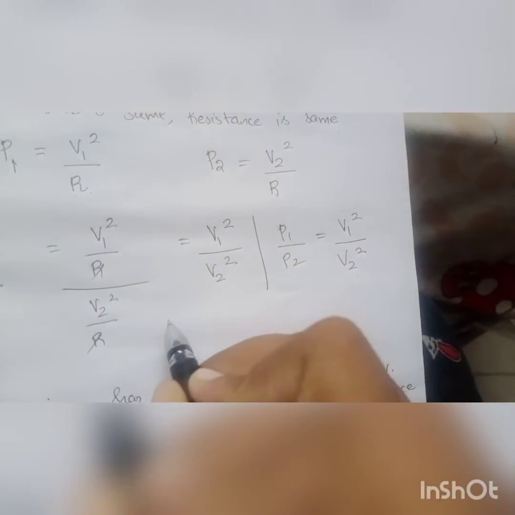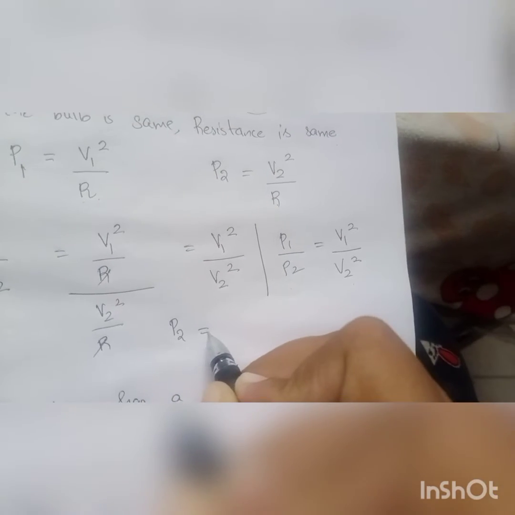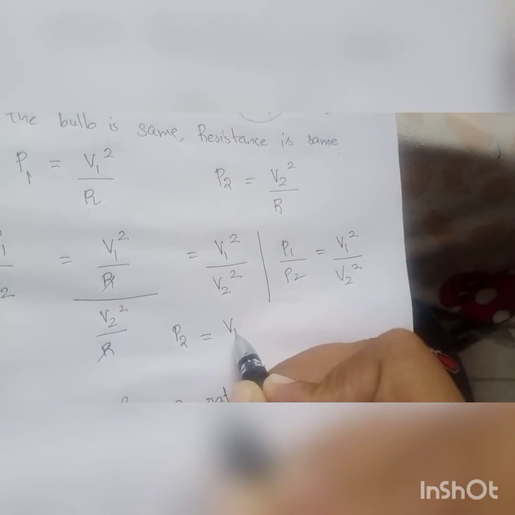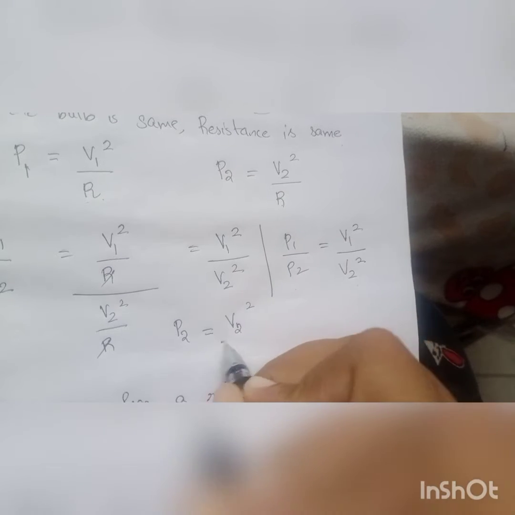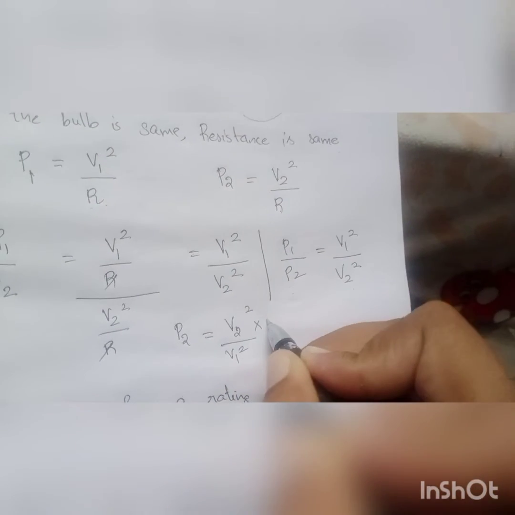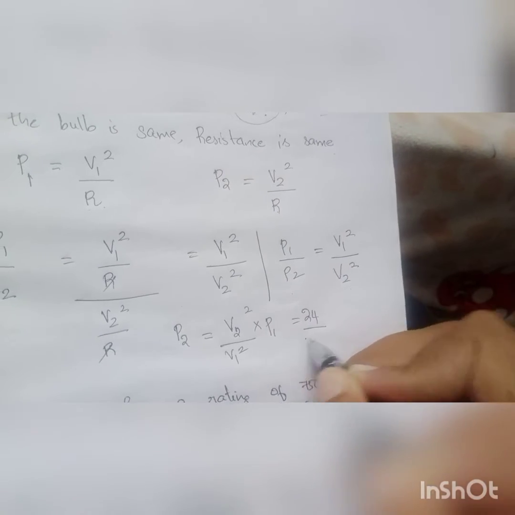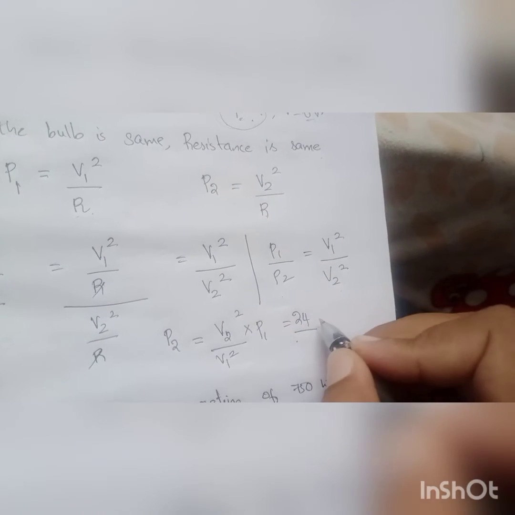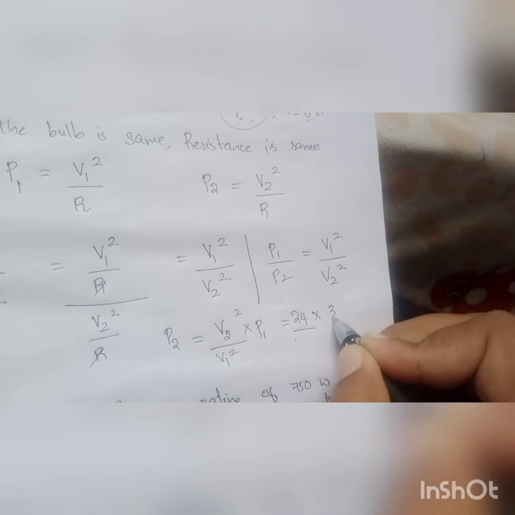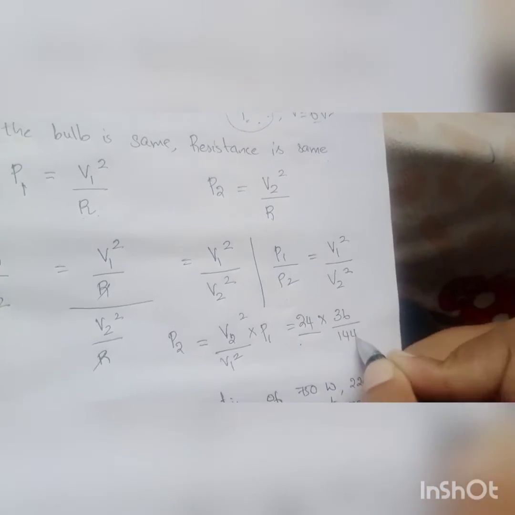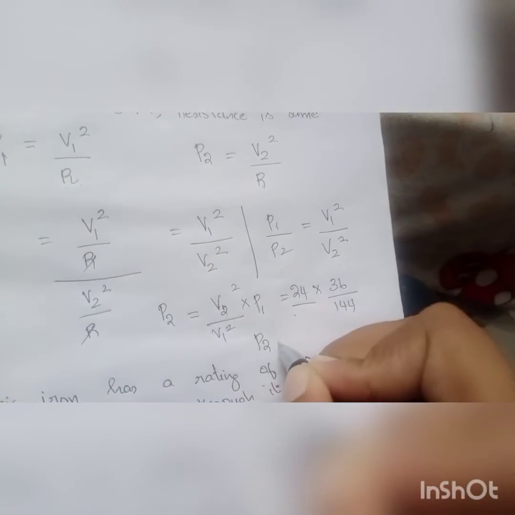So let us write an equation for P2. How can you write P2? P2 will be equal to V2 square divided by V1 square into P1. The value of P1 is 24. V2 square means 36, divided by V1 square, which is 144. So you will get the value for P2 is equal to 6 watt.